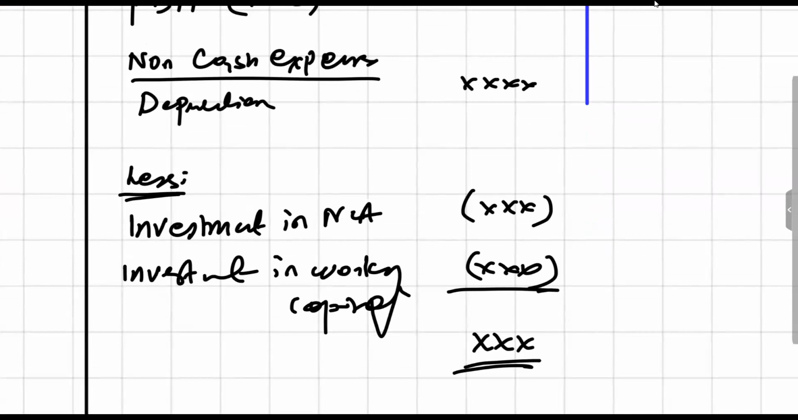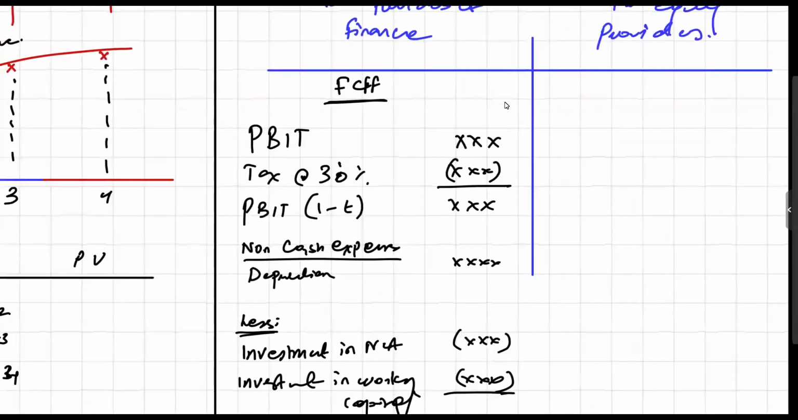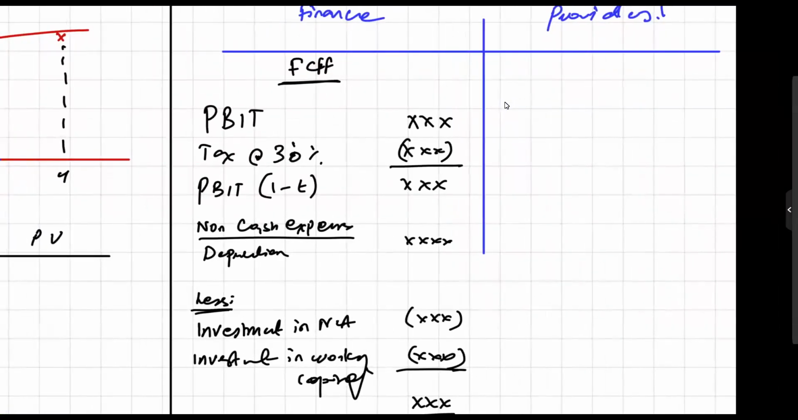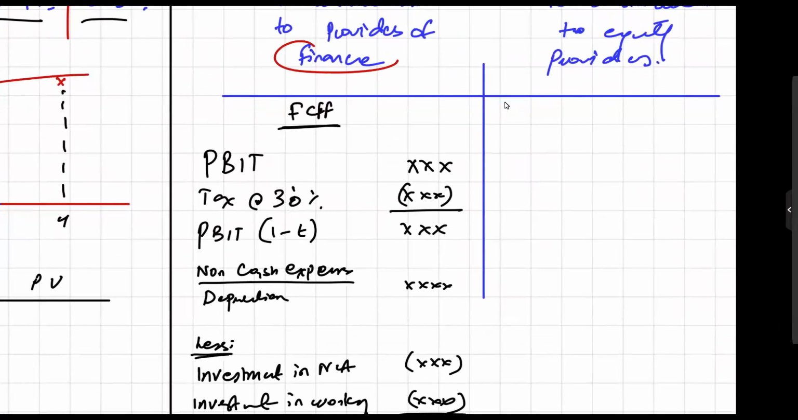What are these free cash flows to firm? These free cash flows to firm are the cash flows that are available for distribution to the finance providers. So what do we mean by finance providers? That means the provider of debt and the provider of equity.